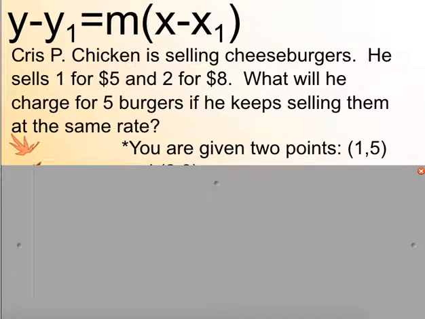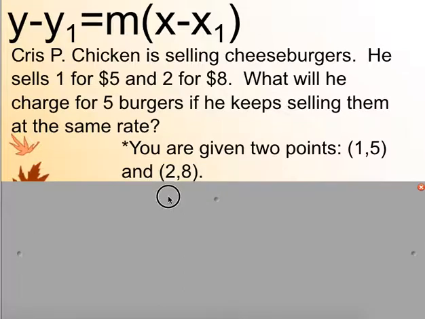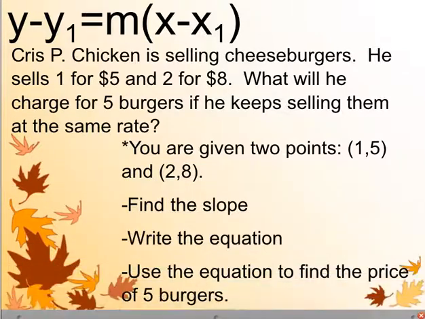I'll just do a couple more examples here. So Crispy Chicken is selling cheeseburgers. He sells one for $5 and two for $8. What will he charge for 5 burgers if he keeps selling at the same rate? So we are actually given 2 points, so we need to find the slope, write the equation, and use the equation to estimate 5 burgers.